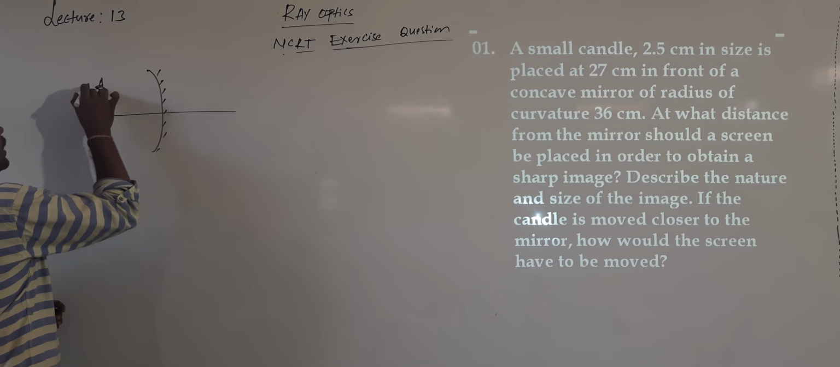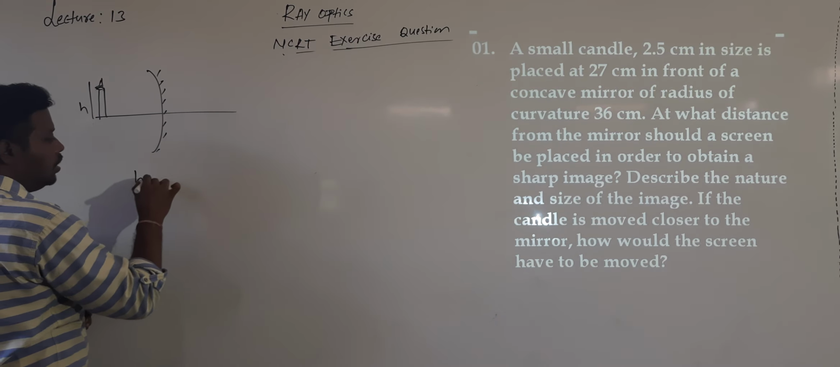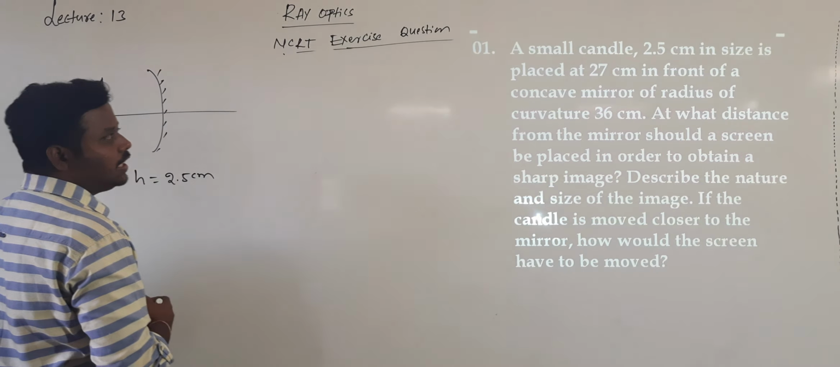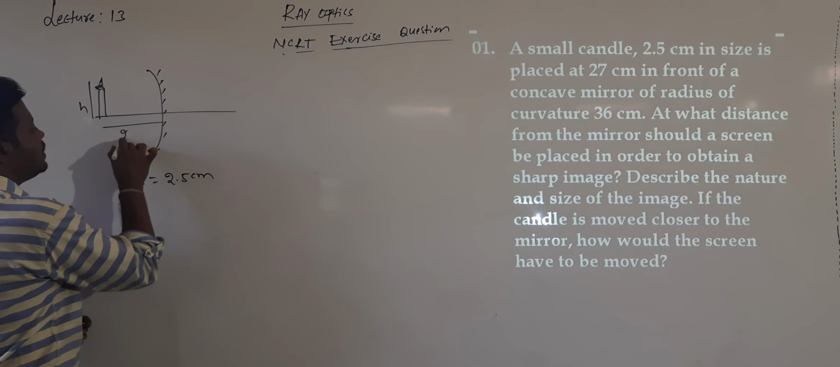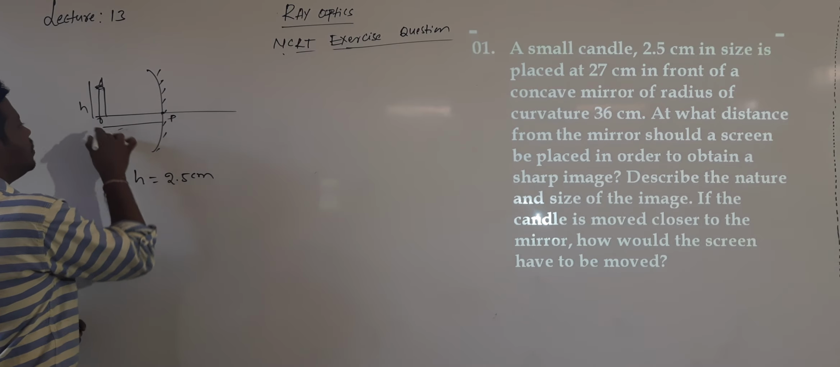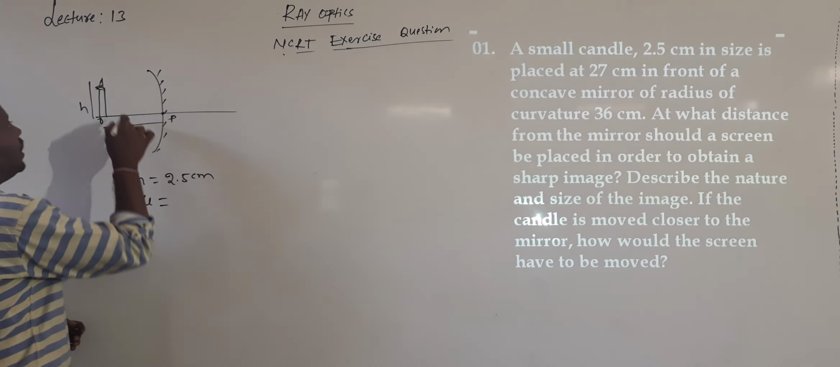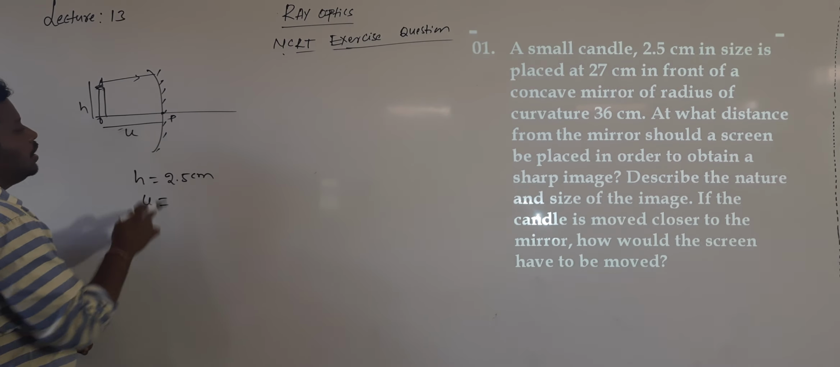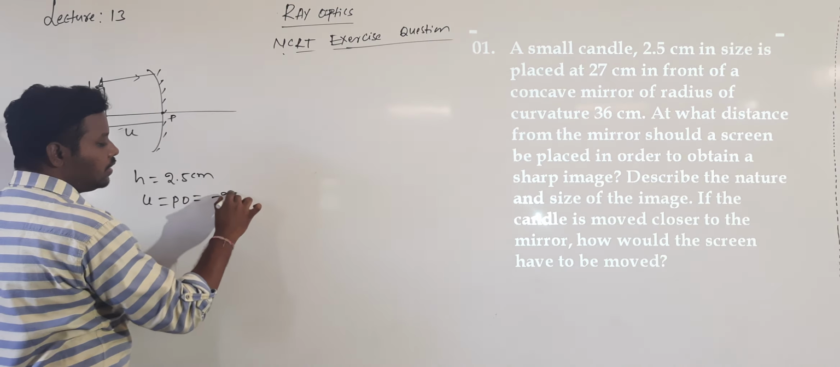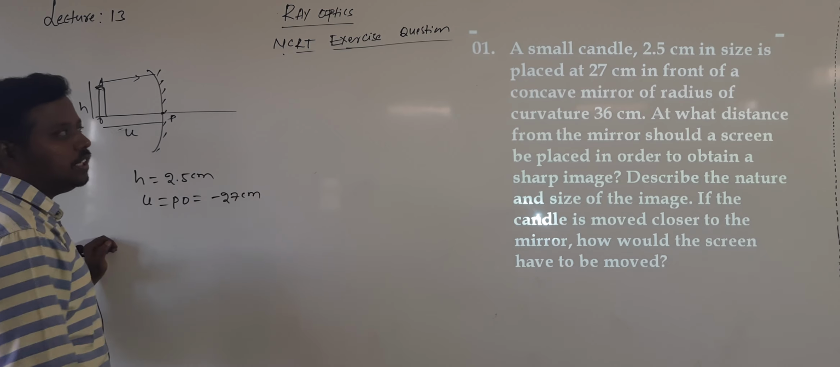What is the height of the candle they have given? This value is h. So, candle height h is 2.5 centimeters. The candle is placed at a distance of 27 centimeters. The distance between the pole and the object is u. Applying the sign convention, the light rays are incident here, so u is equal to PO, which is minus 27. Why minus 27? The distance is measured in a direction opposite to the incident ray.